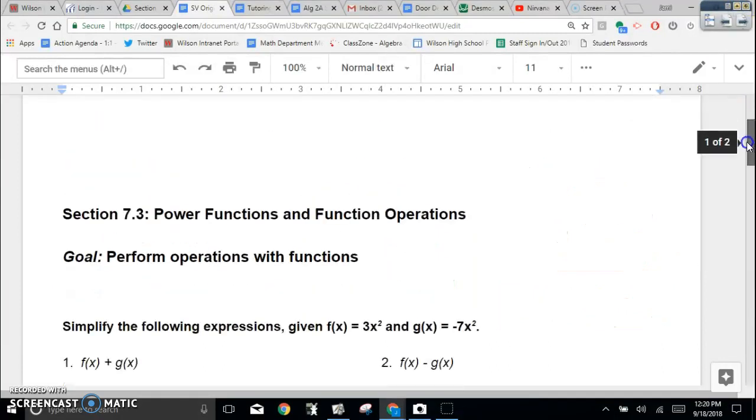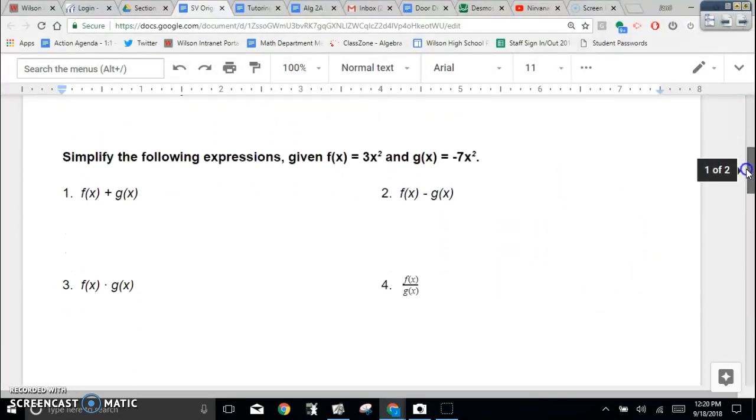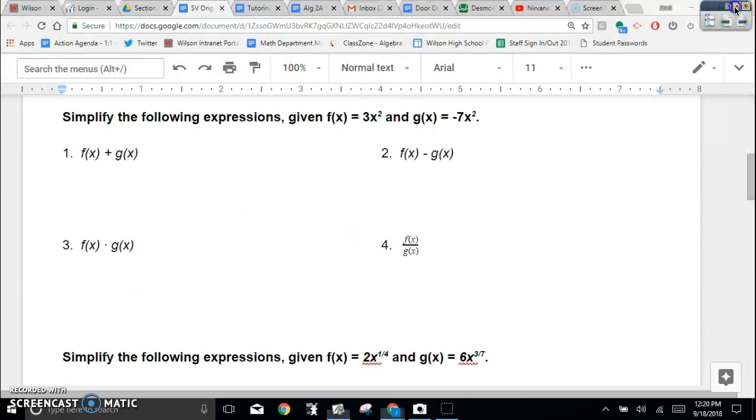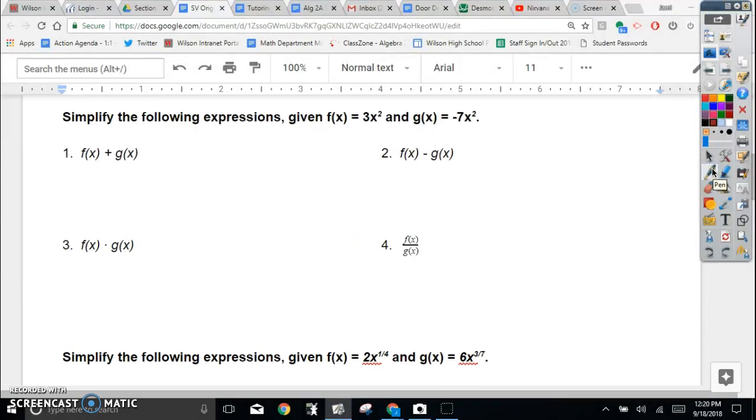Now getting into the meat of the lesson, we're going to be doing perform operations with functions. So now we're going to start putting functions together. So I'm going to take f of x, I'm going to substitute in 3x squared for that, rewrite my plus, and now I'm going to put in g of x, which is negative 7x squared. So if I add these, I'll get negative 4x squared.